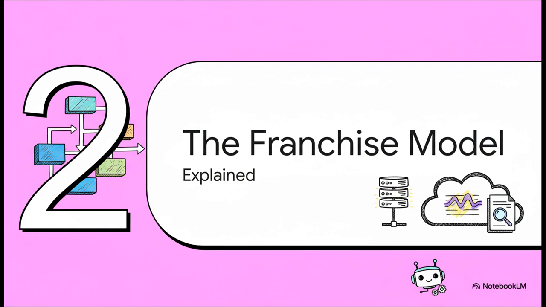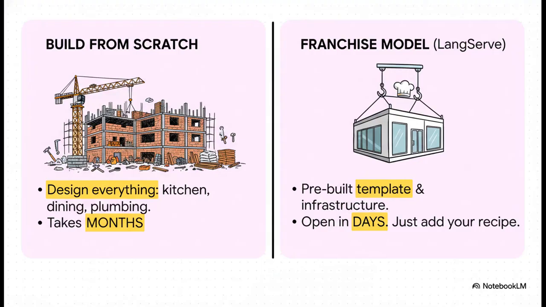Okay, to really get why this is such a game changer, I've got a great analogy for you. Let's stop thinking about this like a coding problem for a second, and instead imagine we're opening a restaurant. Now, if you build your own API from scratch, that's like building a restaurant from an empty plot of land. You're designing the kitchen, picking out the tables, figuring out the plumbing. I mean, it's a huge project that could take months, right? LangServe, though, is like getting a franchise. The whole restaurant is already designed. The kitchen layout is proven, the infrastructure is there, everything is ready to go. All you need to do is show up with your secret recipe, which, in our case, is your LangChain app. You're ready to serve customers almost immediately.